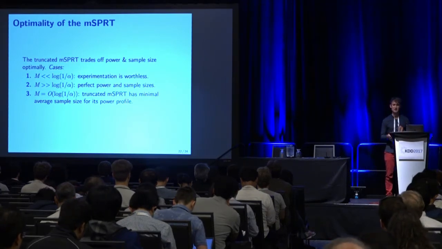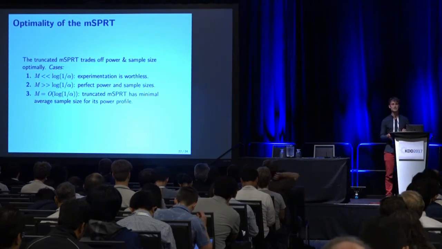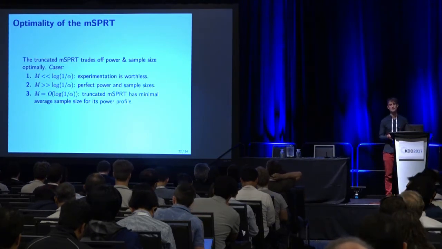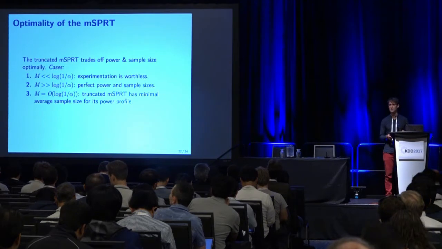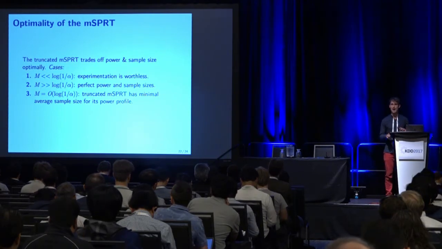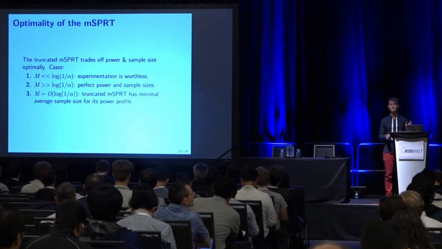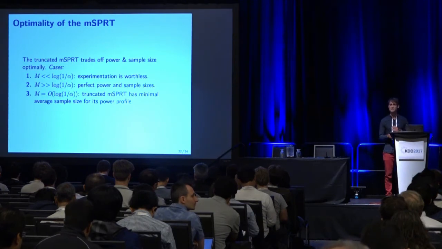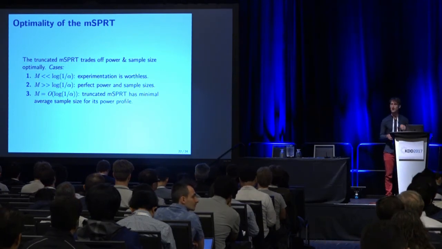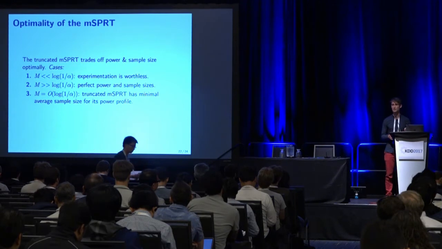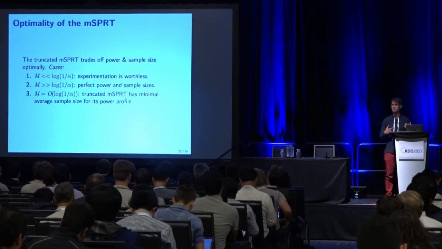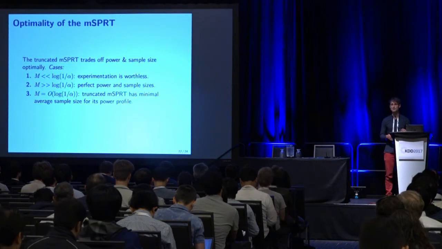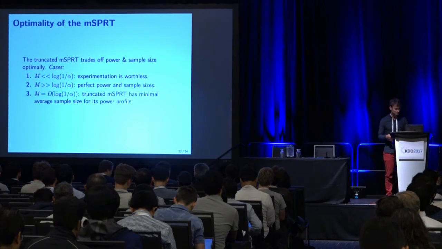And in that situation, the MSPRT does give you the shortest experiments for the power it's giving you, in the sense that the MSPRT has, for any true improvement theta, some power. You can't replace the truncated MSPRT with another sequential test with shorter experiments in expectation without sacrificing power at some alternative. So that's an efficient trade-off.